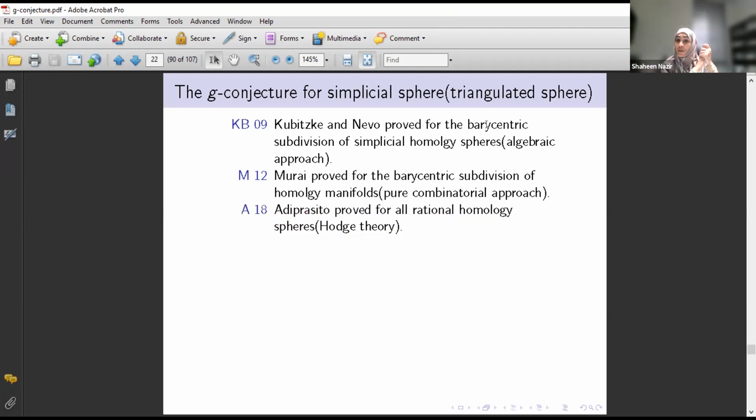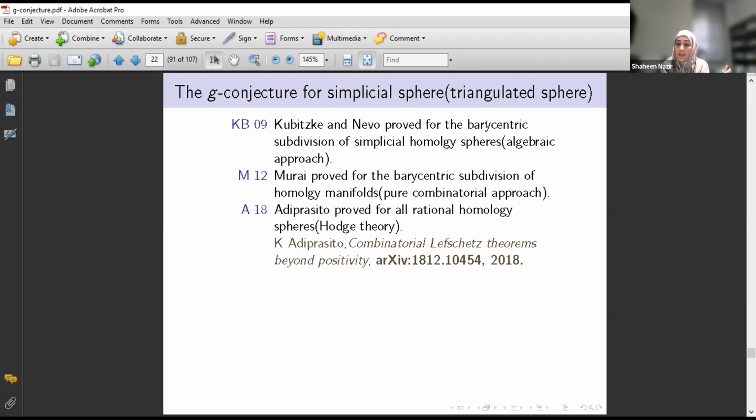Okay, what has Adiprasito done? He actually proved this G conjecture in December 2018, and he proved it for all rational homology spheres. But his proof is very, very complicated, even for specialists in this area. The general concept was that when people were working on this conjecture, they assumed that the main ingredients were the standard conjectures, which are Poincaré duality, the Hard Lefschetz property, and the Hodge-Riemann relations. But what he has done is to include another, the Hall-Lehmann relations, to prove this conjecture.